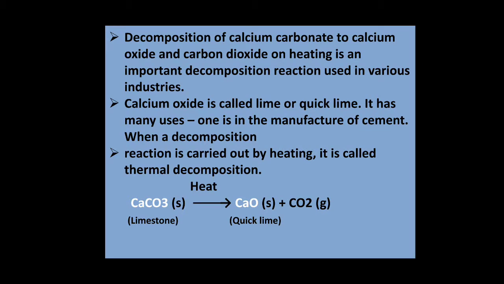Next, the decomposition of calcium carbonate to calcium oxide and carbon dioxide on heating is an important decomposition reaction used in various industries. It is used on an industrial scale to produce quicklime. When limestone, which is calcium carbonate, is heated, it is converted into calcium oxide and carbon dioxide gas is produced. Calcium oxide is called lime or quicklime. It has many uses. One is in the manufacture of cement.